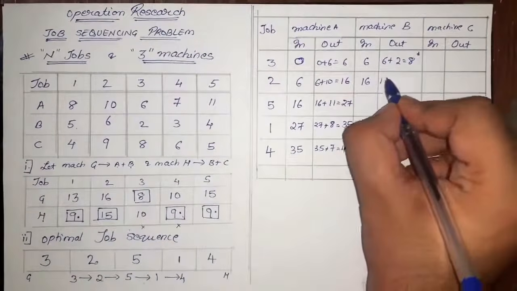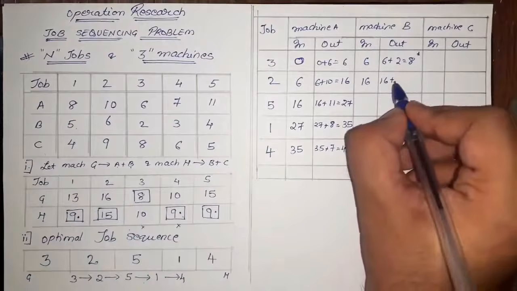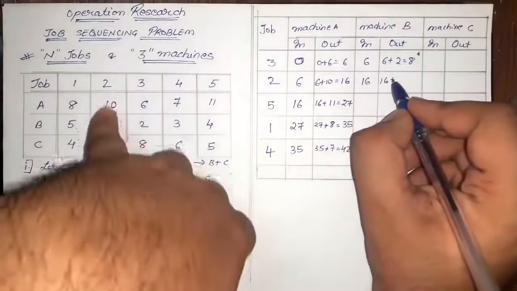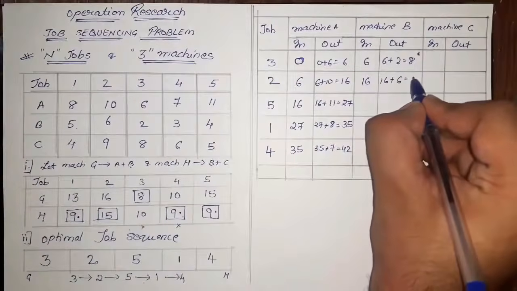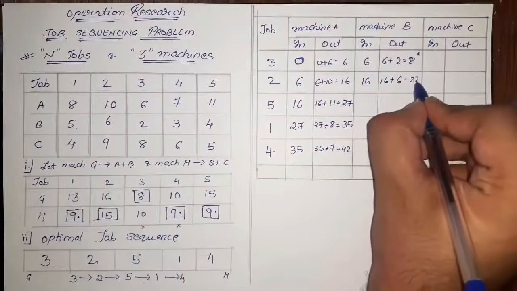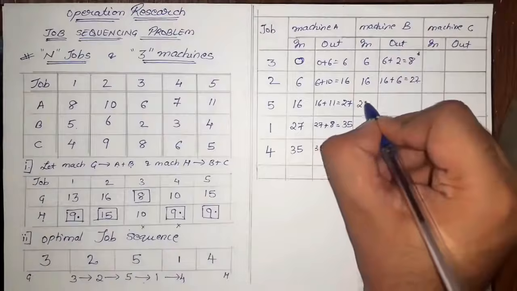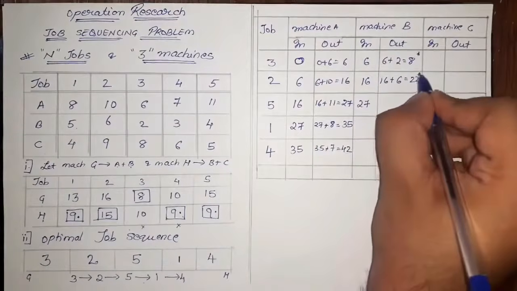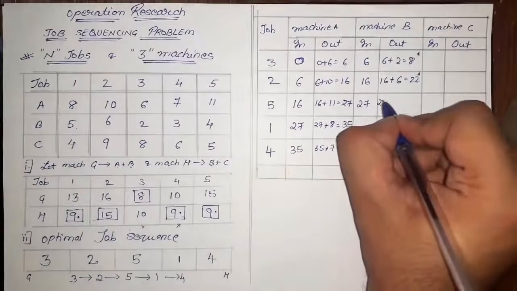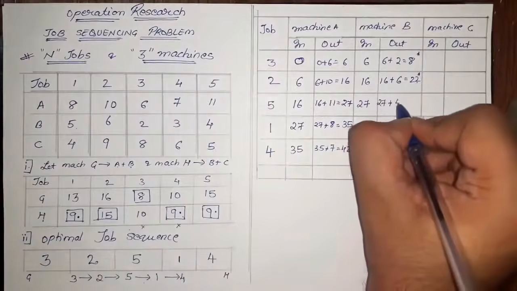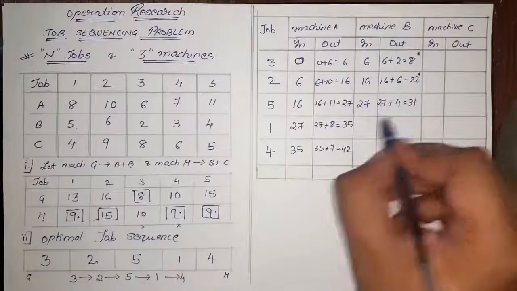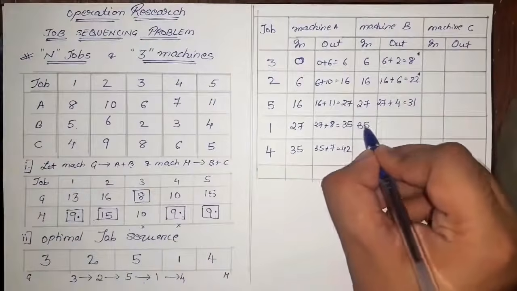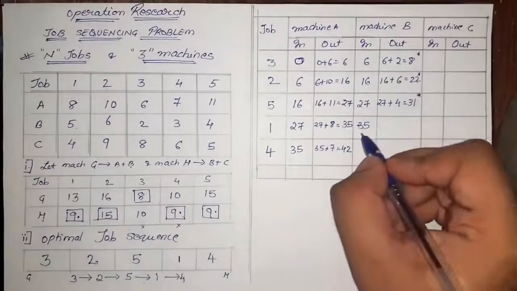time available here. 16 plus in job 2, okay, machine B has taken 6 hours. So which is 22. Now 22 being less than 27, we'll have to note down 27 here. So there will be some idle time available here. So it will be 27 plus 4, which is equal to 31. Again 31 is less than 35, we note down 35 here. So there will be idle time here.